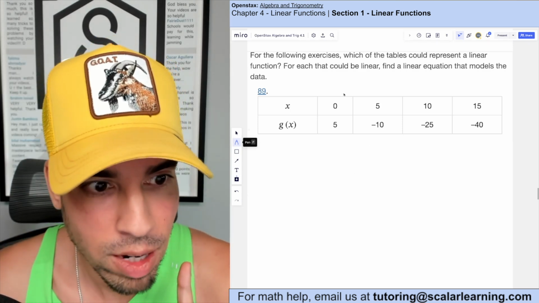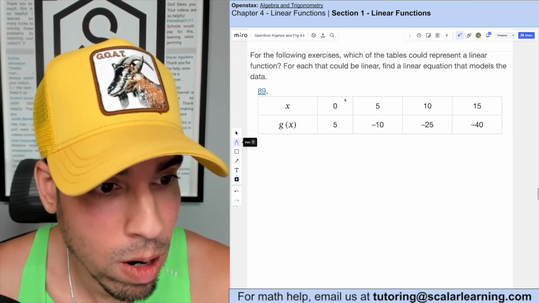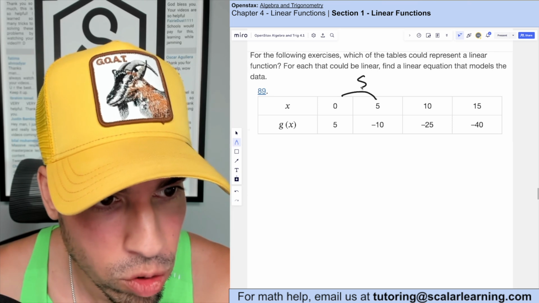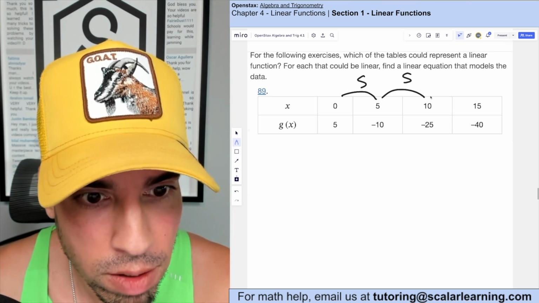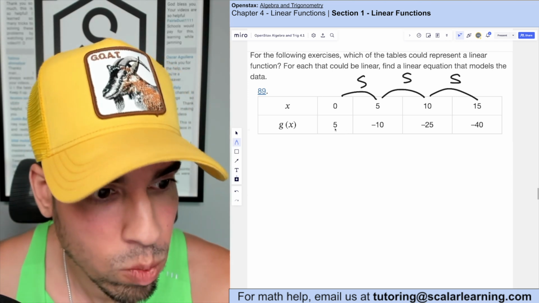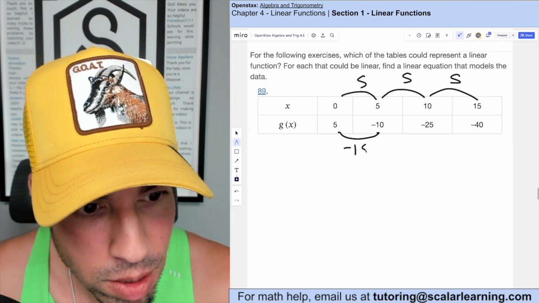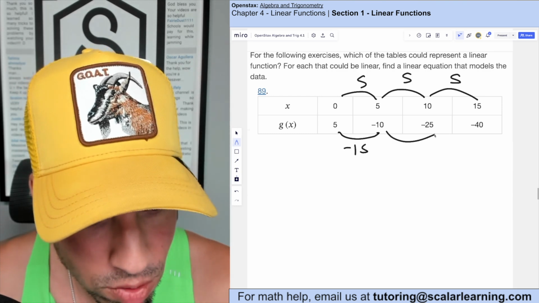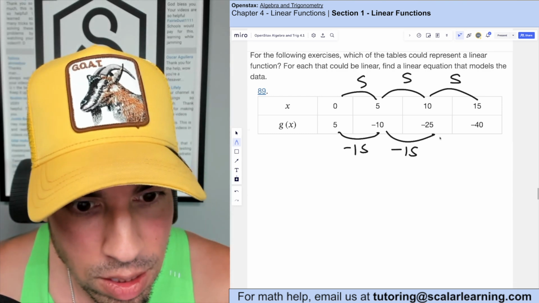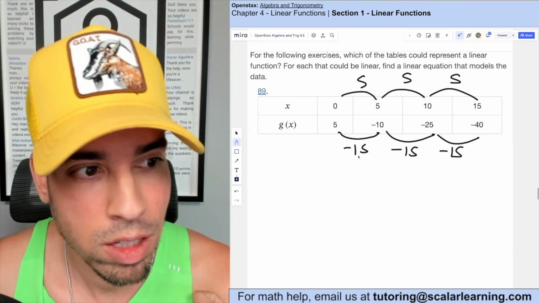So to answer that, we need to make sure that the rate of change is consistent throughout. If you notice for all the x values, we're going up by 5, going up by 5, going up by 5, and that's good. For all of the corresponding y values or g values, function values, it looks like it's going down by 15, right? 5 to negative 10 is negative 15. Going down by 15, and again going down by 15. This looks good. This looks like this definitely could be a linear equation.